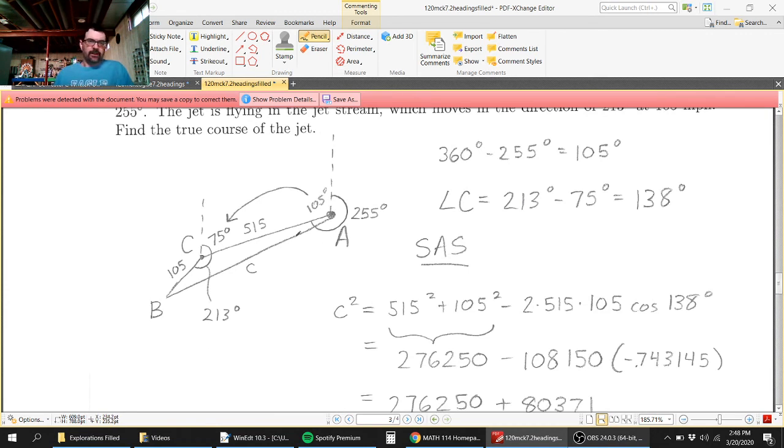Oh, and I figured out our angles a little differently, and I got a different result for... oh, here it is, 138. Yep, angle C in the triangle is 138.